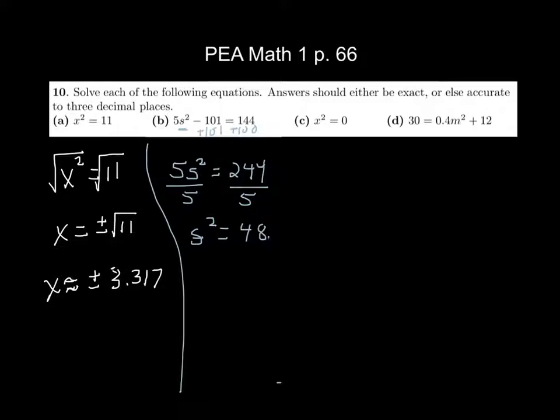And now we do the same thing I did on part A. Square root. s equals the square root of 48.8, which is plus or minus 6.986. Again, that's approximate.